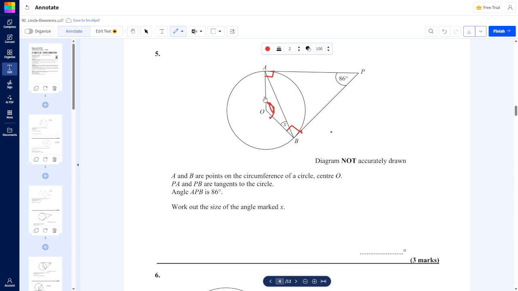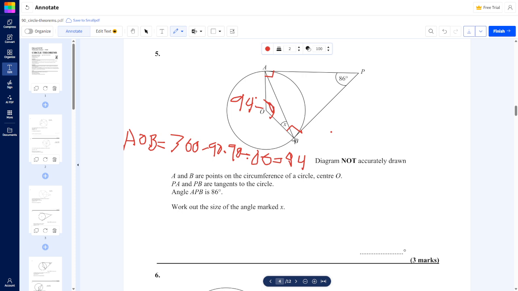But anyways, this is going to be 360 minus 90 minus 90 minus 86. That's going to be angle AOB, which will be 94 degrees. This is drawn very inaccurately, that's why I was questioning it. It does not look like 94 degrees because that does not look like 86 degrees. But whatever, now we have this is 94 degrees.